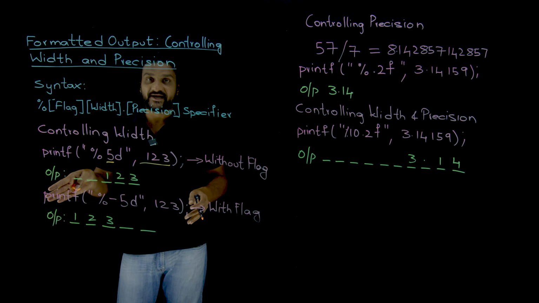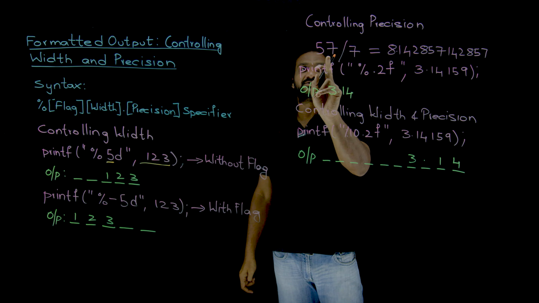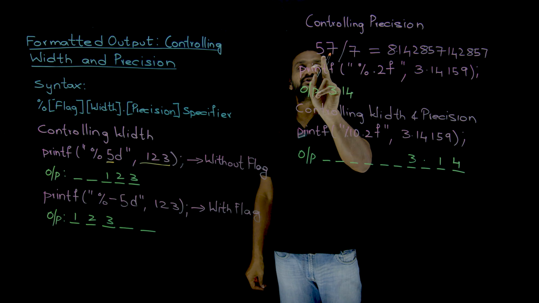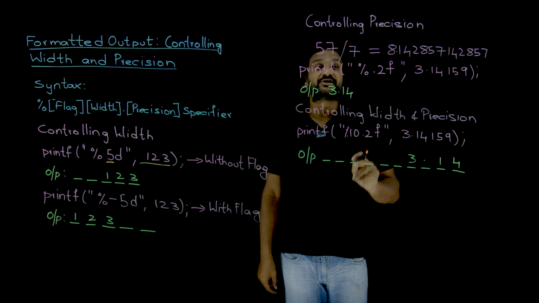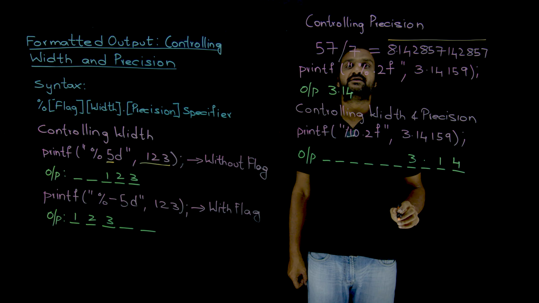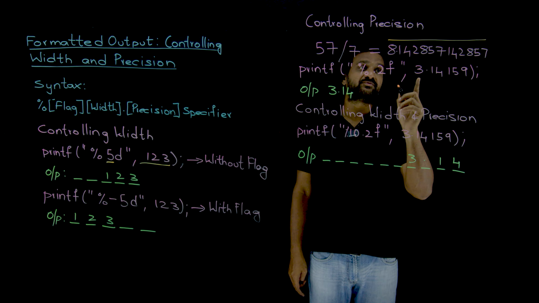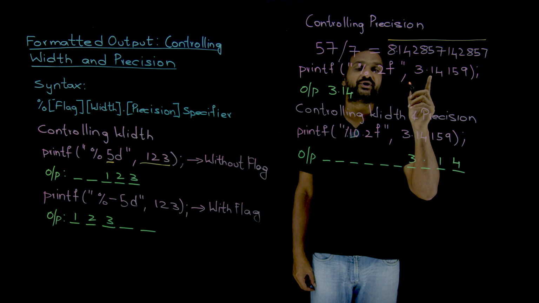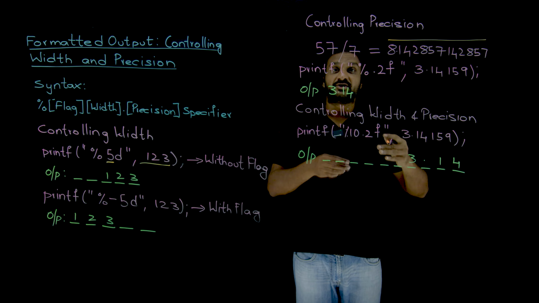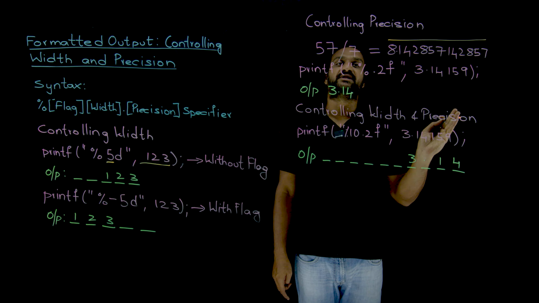Now, how to control the precision? For example, let's take this example, 57 divided by 7. What is it going to print? It is going to print this long output, 8.142857 and so on, recurring. Now I want to control this size. I want only 2 values to be printed after the decimal.